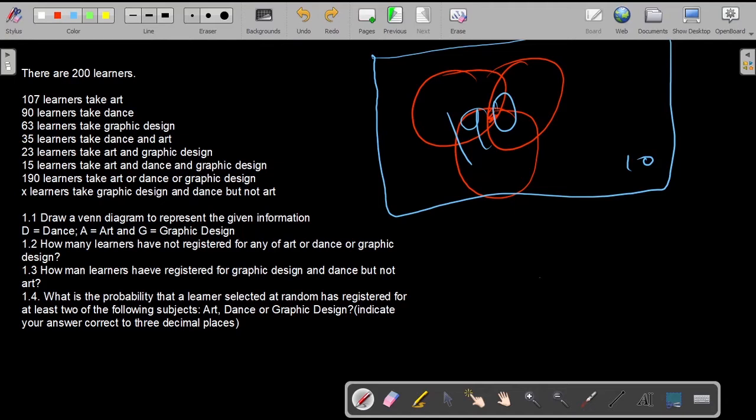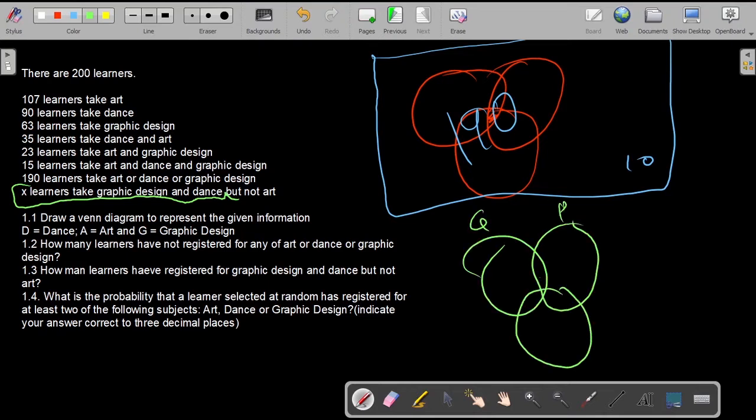So now, before we move on to the first question, we have a last statement which says X learners take graphic design and dance but not art. So let's say this is graphic design, let's say this is dance, let's say this is art over there. So it says some students take graphic design and dance, so G and D, but not A, which means you're talking about an and, so an intersection, but the intersection has to only consist of graphic design and dance, and it should exclude A.